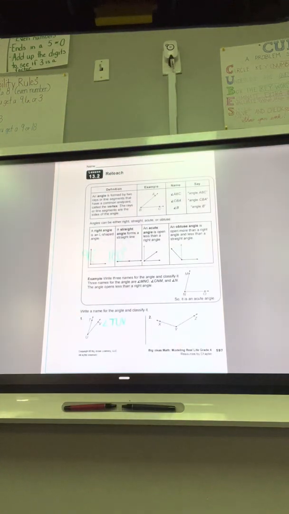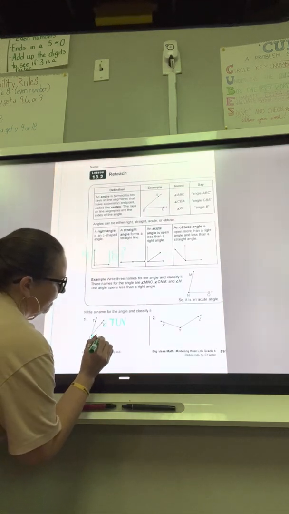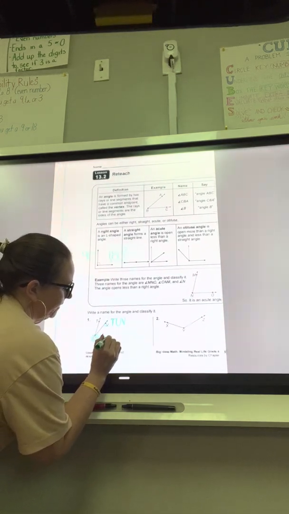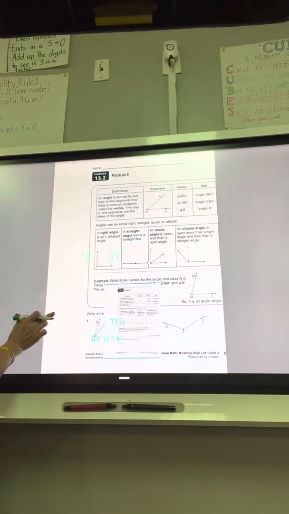Now, what type of angle is this? Remember, there are 4 main types of angles. Is this a right angle, a straight angle, an acute angle, or an obtuse angle? Acute angle. Acute, because it's a cute little angle. It is less than 90 degrees.